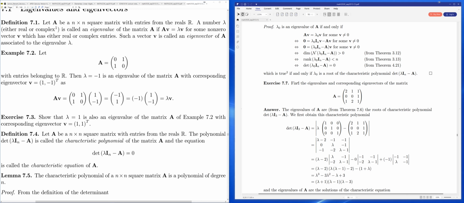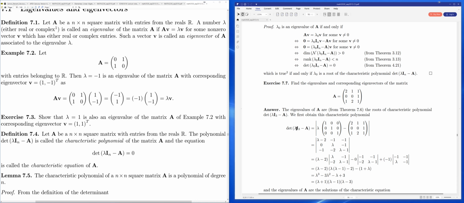Right, okay, so let's see an example of calculating eigenvalues and corresponding eigenvectors for a 3 by 3 matrix. When you're doing this, the first thing you want to do is get the eigenvalues. In order to get the eigenvalues, you need the characteristic polynomial first. So the characteristic polynomial is the determinant of lambda I3 minus A.